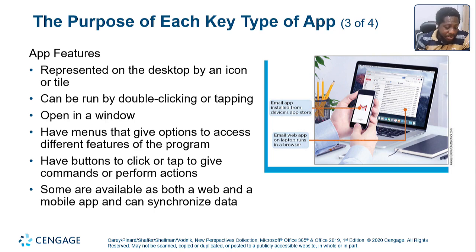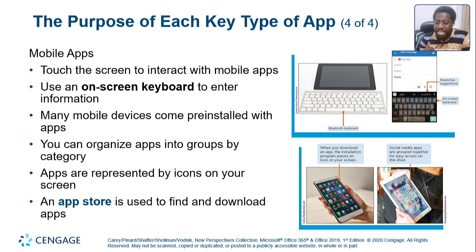When we narrow the scope and talk about mobile apps, we are talking about ones that we can touch the screen to interact with, or we can use some on-screen keyboard to enter some information. Many mobile devices come with pre-installed applications, and you can organize applications into groups or by categories. This is available at least on the Android OS and also on the Apple OS, regardless of your platform. And these applications are represented by icons on your screens. We have highlighted the App Store here, but the Google Play Store is also another alternative where you can find and download applications for yourself.